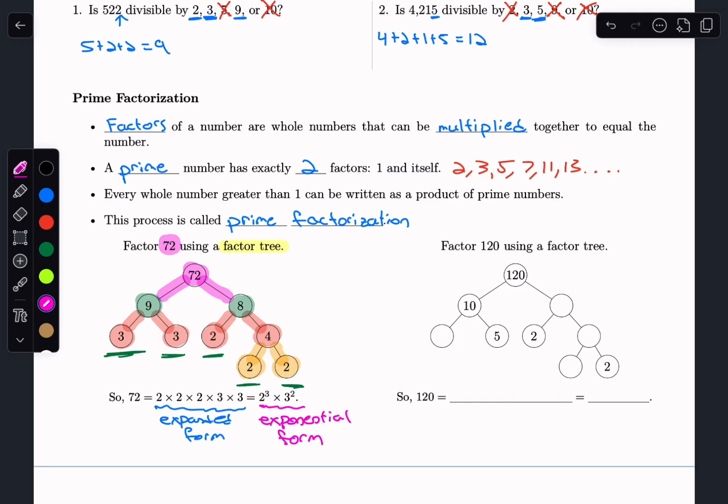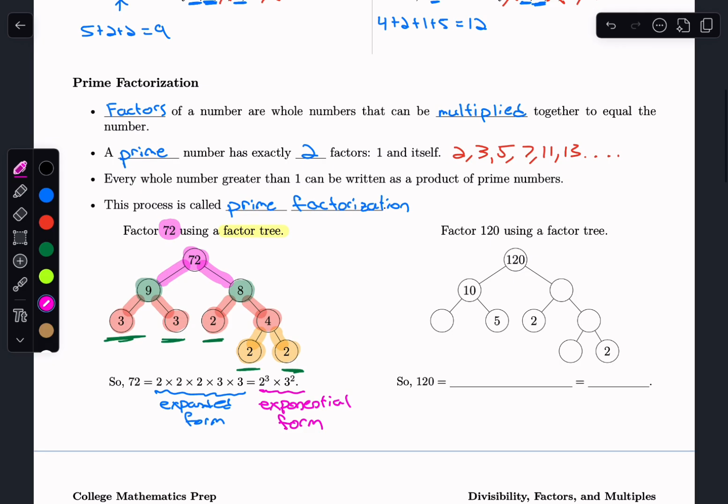All right, we're going to break down the number 120 now using a factor tree. I have a couple placeholders filled in. That way we all do it the same way. So 120 breaks down into 10 times something.